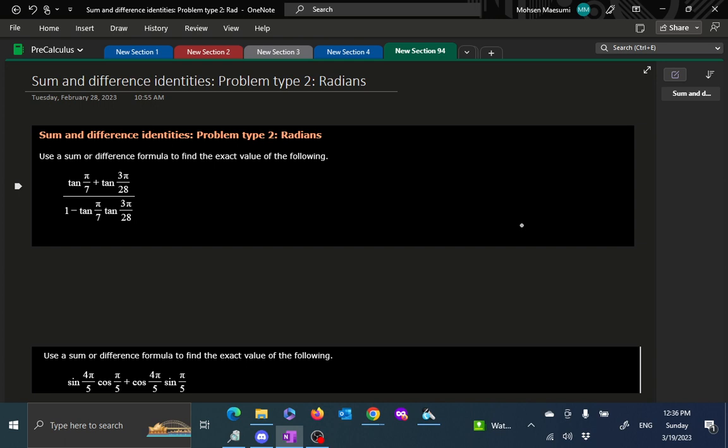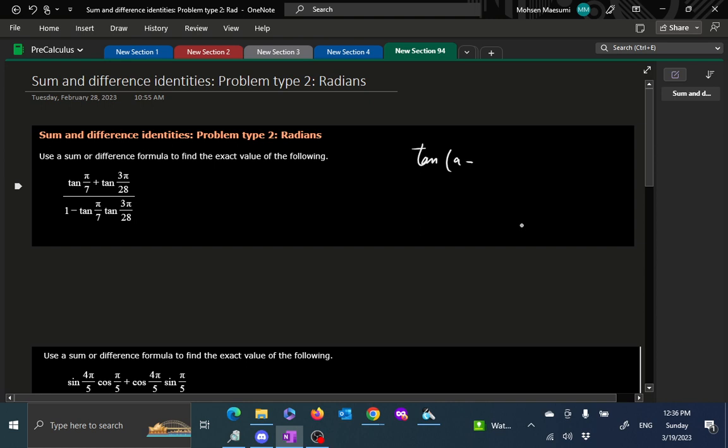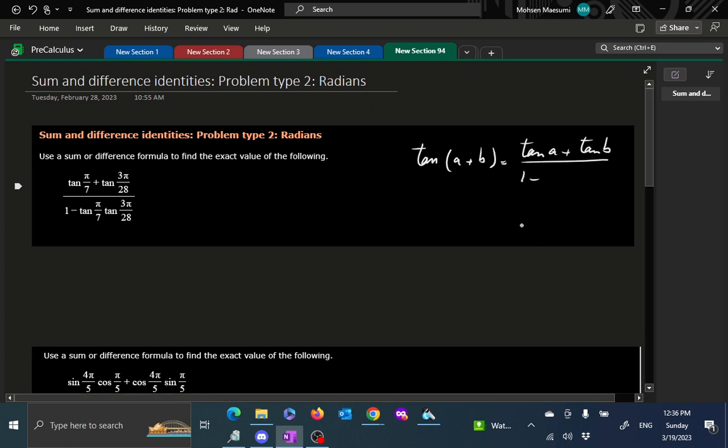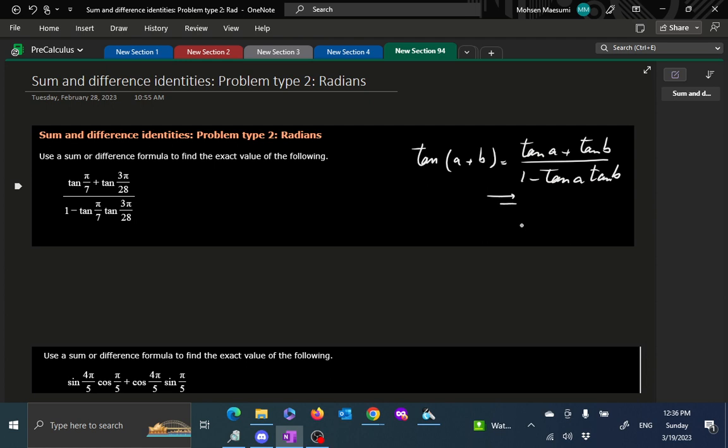What does this identity remind us of? By now, you should have all of these in your mind. Tangent of a plus b was tangent of a plus tangent of b over 1 minus tangent of a tangent of b. So in the early exercises we were going from left to the right, and now we are going from right to the left. Two angles were being added and the tangent was being calculated to result in such a construction. So this is really just tangent of the sum of these two angles.